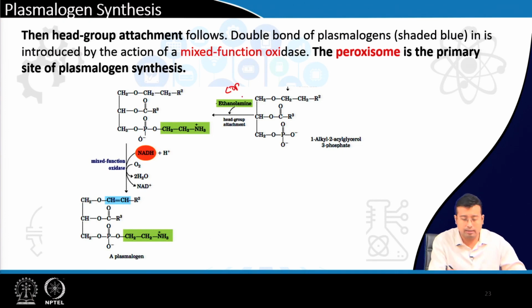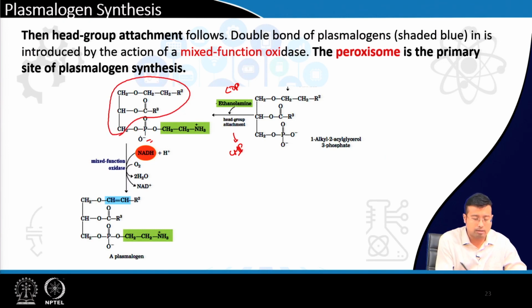So, in this case, if you are adding ethanolamine, CDP ethanolamine will be coming, and one CMP will be lost, and since this is a phosphate group, condensation will happen just like glycerophospholipid was being formed, and there will be formation of phosphodiester bond. So, there will be one structure where there is a saturated alcohol in the first, one polyunsaturated fatty acid in the second, and there is a head group in the third position.